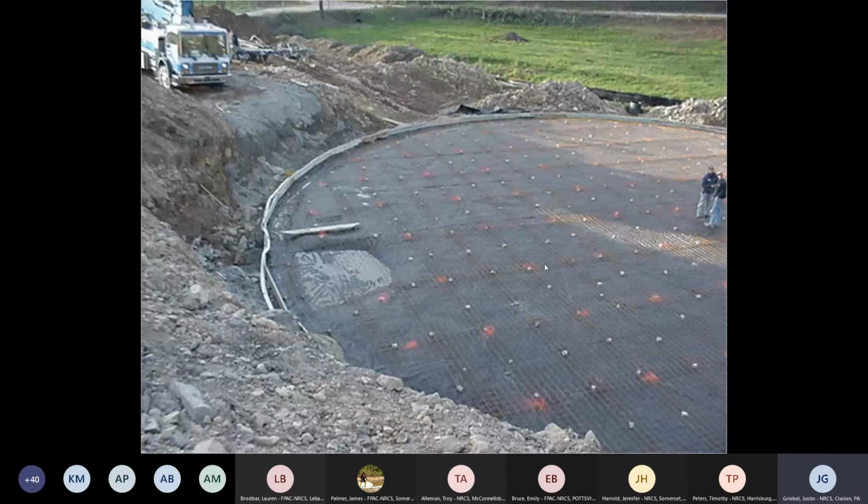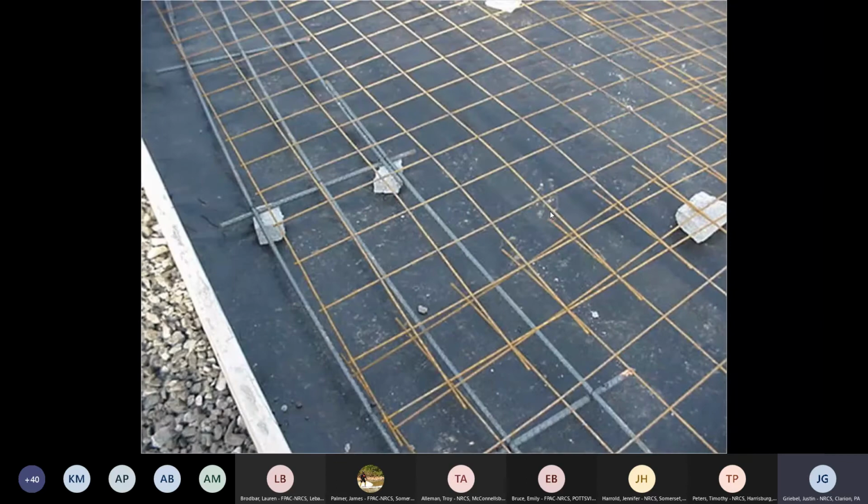And here all the subbase has been compacted. We added another layer of geotextile over that subbase. And then we installed the reinforcing steel along with the concrete blocks to act as chairs to hold the steel up into the middle of the concrete. You can see we've got the form going around the outside there to contain the concrete. There's a better look at the concrete blocks being used as chairs.